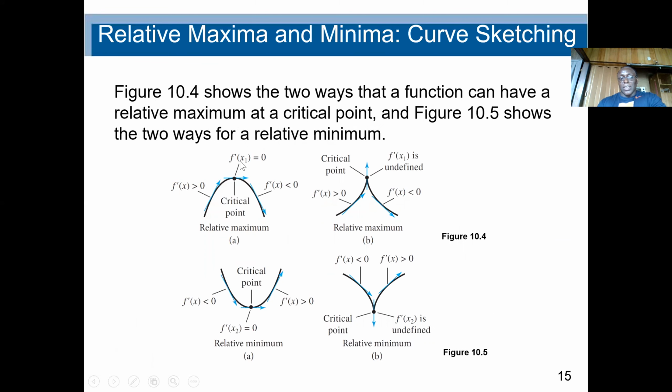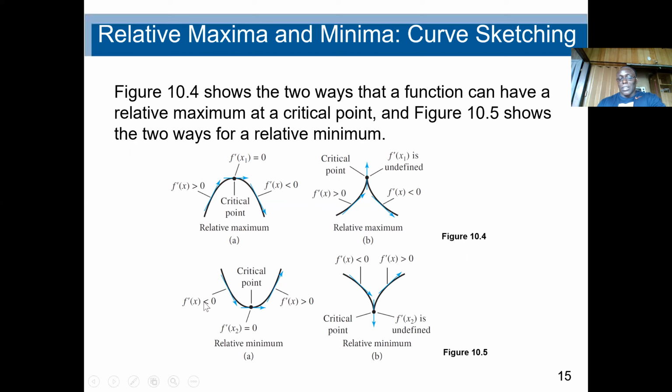So we can see here, derivative of f at x1 equal to 0, horizontal. When it's less than 0, decreasing. Greater than 0 is increasing. That's our critical point. And this is for relative maximum. So from increasing to decreasing, we have relative maximum. Relative minimum, we say what? From decreasing to increasing.